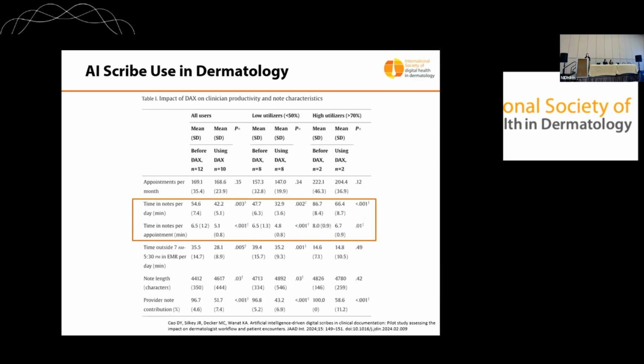Looking a little bit into how AI scribe use has affected dermatology specifically, there's a pilot study that explored 12 providers using AI scribe services for a period of 2 years. They found that there was a decrease in the amount of time per note, per day, and per appointment, comparing before and after AI use, in both high adopters and low adopters of this technology.